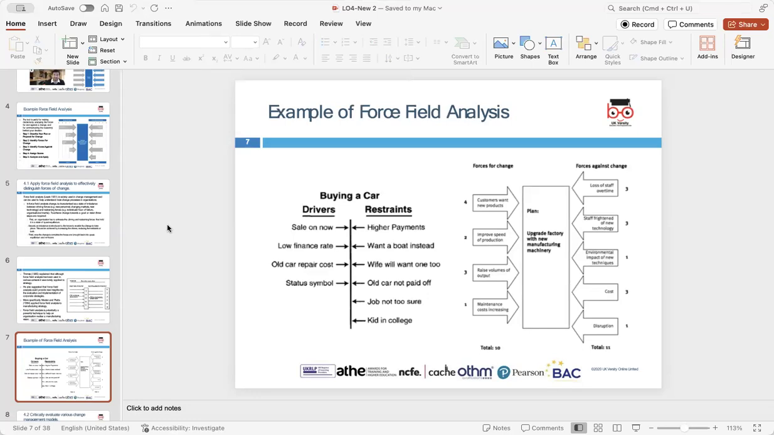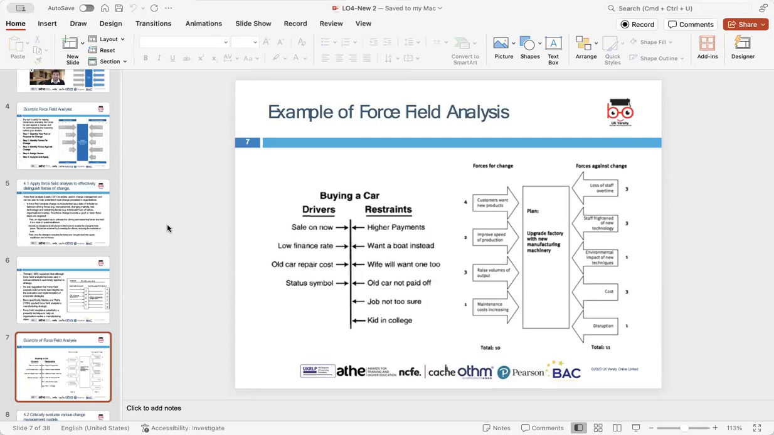So, an example of force field analysis. To illustrate how force field analysis works in practice, consider the scenario of buying a car. In this case, there are both driving and restraining forces at play. Drivers could include a current sale on cars, low finance rates, and the high cost of repair for an old car. On the other hand, restraining forces could be higher payments, uncertainty about job stability, or an existing loan that is not yet fully paid off.